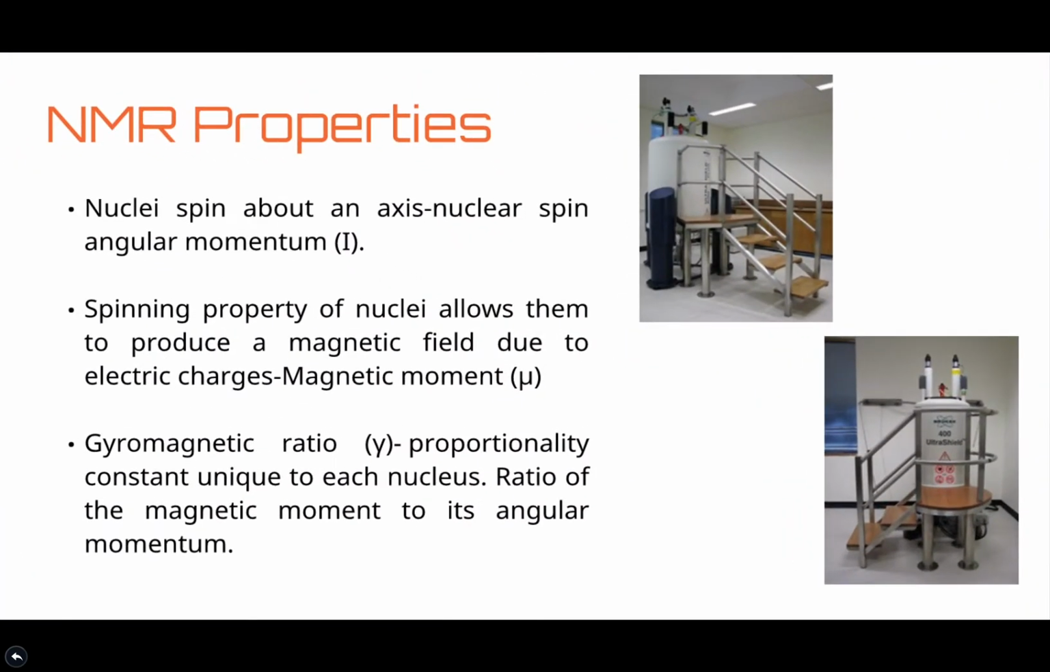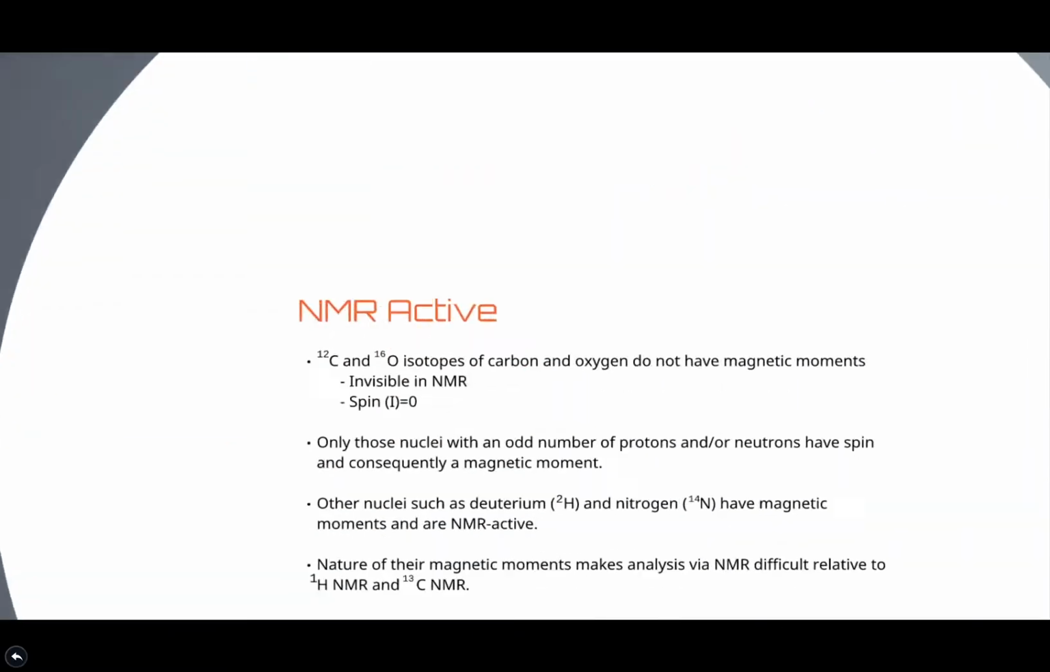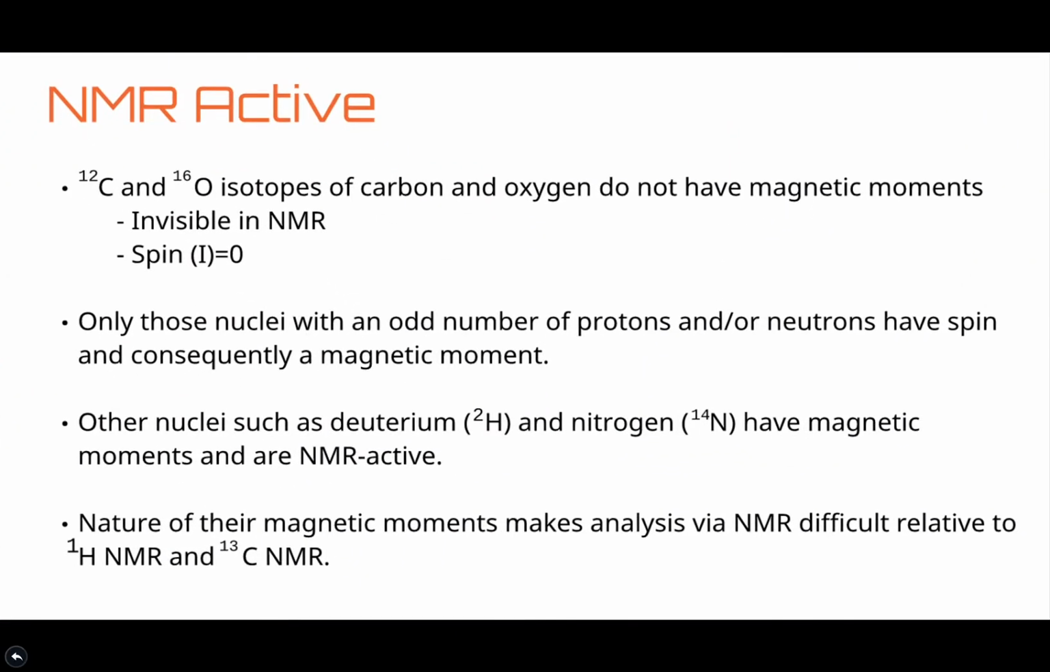Many nuclei spin about an axis. This inherent property of nuclei is a representation of the total angular momentum of a nucleus. Due to their electric charge, the spin of nuclei results in the generation of the magnetic moment. The magnetic moment is related to a spin of nucleus by the gyromagnetic ratio, which is a proportionality constant unique to its nuclei. For a nucleus in which the number of protons and neutrons are even, the nuclear spin is zero, and as a consequence, the magnetic moment is also zero.